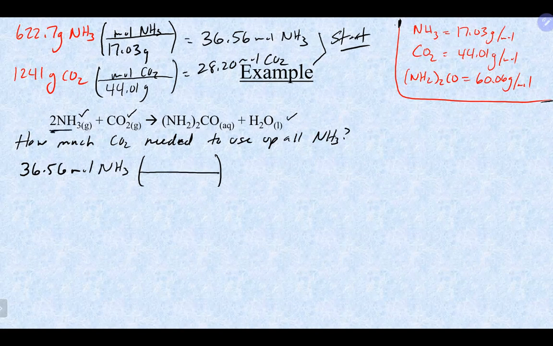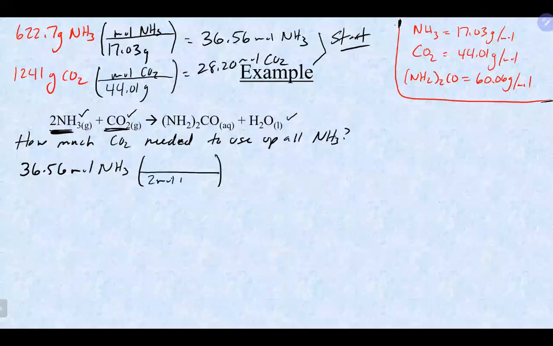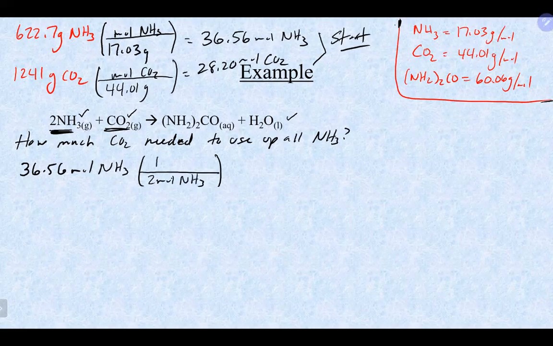So from the equation, we can see it's a 2 mole to 1 mole relationship. So the 2 moles of NH3 would go on the bottom. The 1 mole of CO2 would go up on top. The moles would cancel there, giving us 36.56 basically divided by 2, about 18.28 moles of CO2 would be needed in this case, right? Any questions on that there?